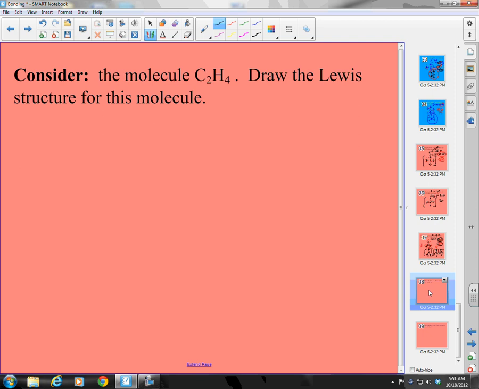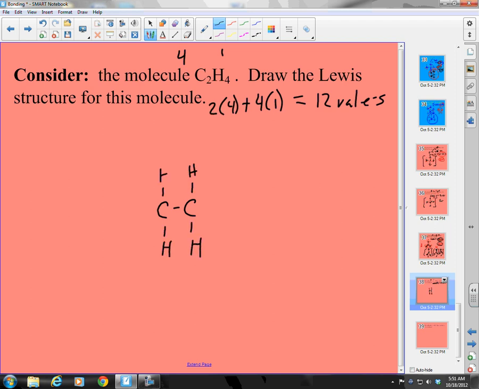Okay, so carbon has 4 valence electrons. Hydrogen has 1, so I have 2 times 4 plus 4 times 1. And that's 8. That equals 12. So I have 12 valence electrons, right? I'm going to start with, I need a central atom. And actually here I have 2 central atoms. I told you my carbons are bonded to each other. And then let's go with a little symmetry and put 2 hydrogens on each of these.